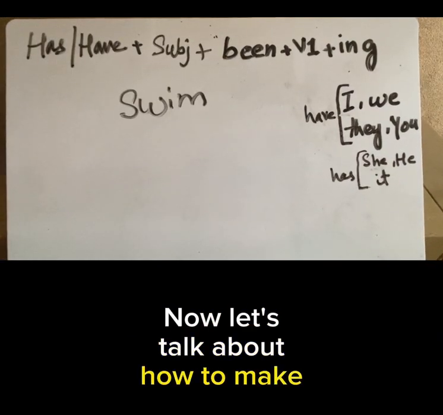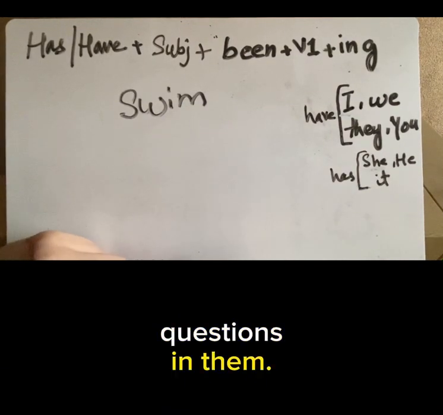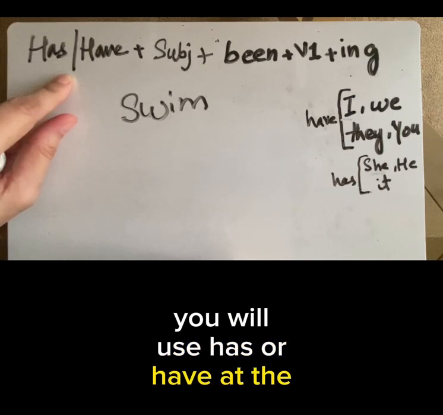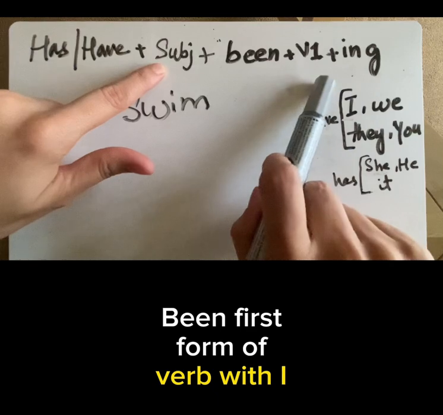Now let's talk about how to make interrogative sentences, or the sentences which have questions in them. So for that, the structure is, first you will use has or have at the start of the sentence, then the subject, been, first form of verb with ing.